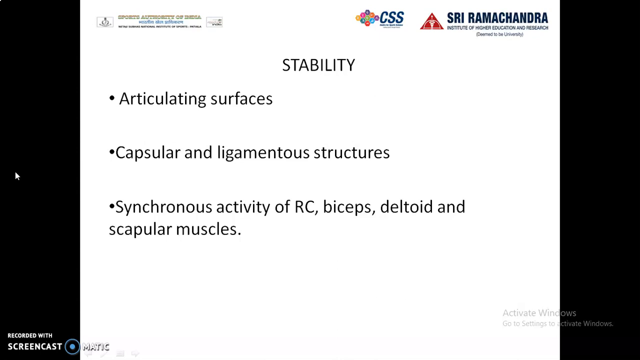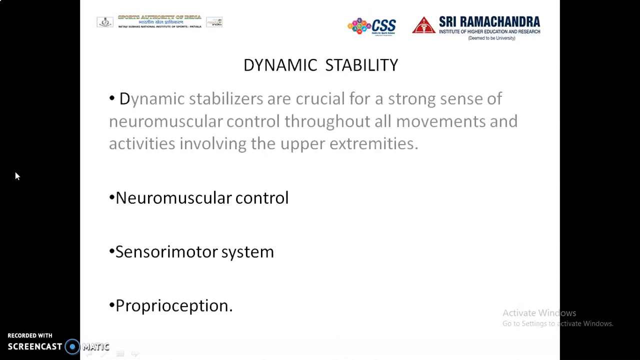that has to be eliminated first, as the topmost priority. When you talk about shoulder stability, the articulating surfaces provide good stability. Though it is not like a hip joint, the glenoid cavity and head of the humerus provide good articulating surfaces, which give a lot of stability to the shoulder. The stability can also be supported by the capsular and ligamentous structures, and the synchronized activity of the rotator cuff, biceps, deltoid, and the scapular muscles.